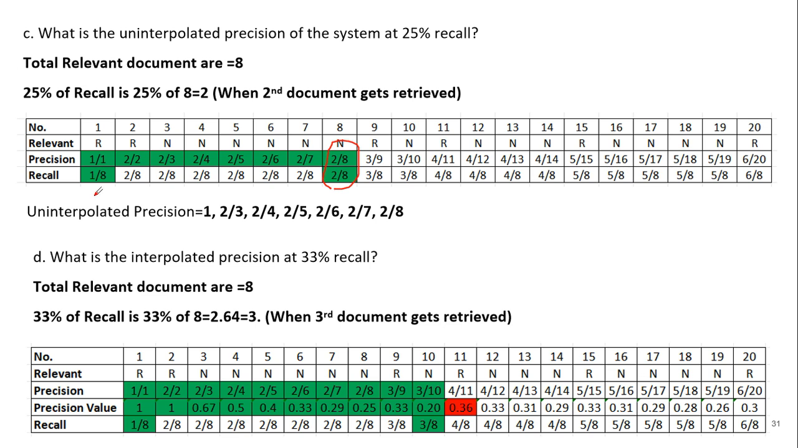So here our first relevant document gets retrieved successfully, and at this location the second document is retrieved successfully. Now 25% of the recall, because there are 8 relevant documents in total, so 25% is 2, so we are taking this particular point, and in between we want uninterpolated precision, meaning as it is. So it is 1, again 1, 2 by 3, that's why 1 1 is not written, 1 1, 2 by 3, 2 by 4, 2 by 5, 2 by 6, 2 by 7 and 2 by 8. So in this way we have to write down the answer.